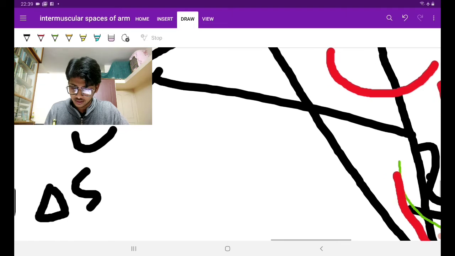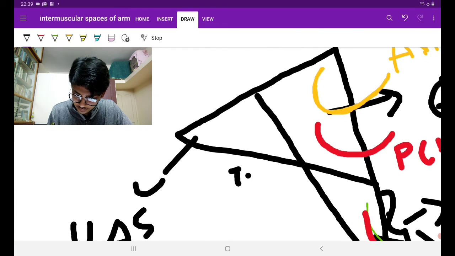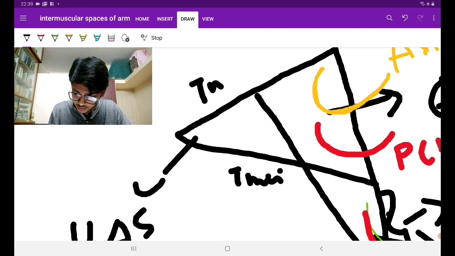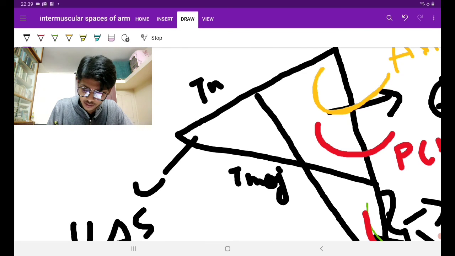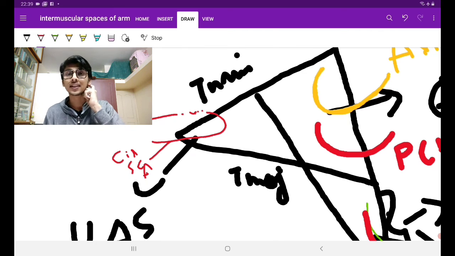See here. You know that, right? This was the teres minor muscle. This was the teres major. This was the teres major. This was the teres minor muscle, isn't it? Now see, it goes like this. Dotted, because it's in the front. Then it comes like this. This is the circumflex scapular artery. Okay, those were the contents.